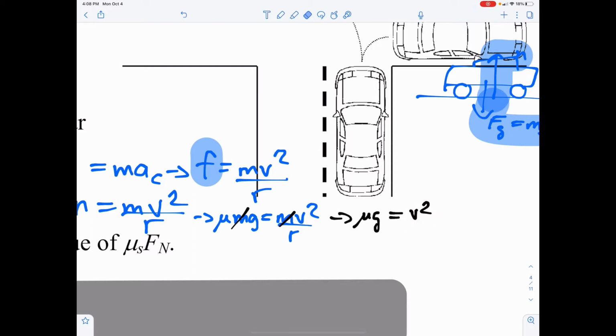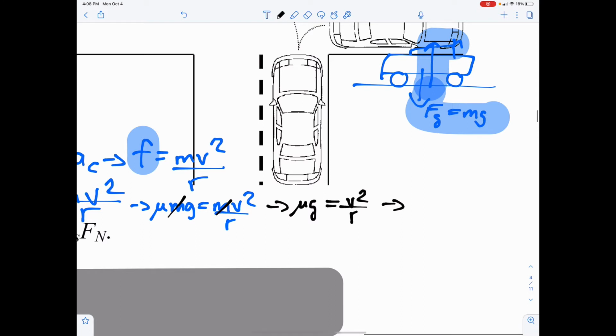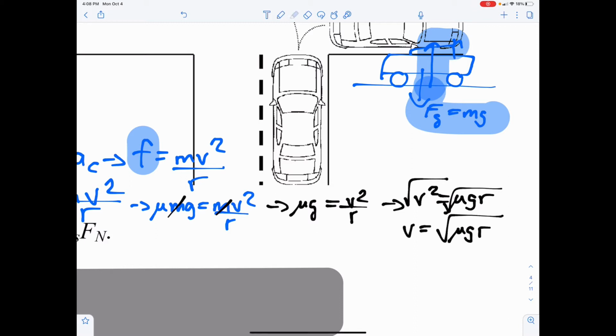Now, you can rewrite this, and that's going to be helpful to do for certain instances. Solving for v, we have v squared is equal to mu times g times r, and then square root both sides. So we've got an expression for v that basically says the bigger the circle, the faster the speed you can go around it. That makes a lot of sense.